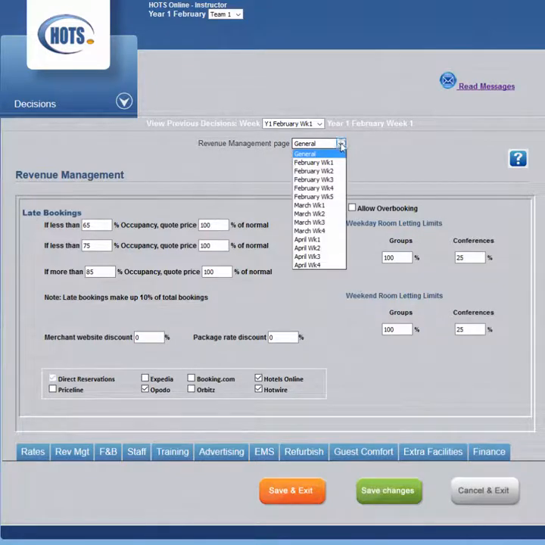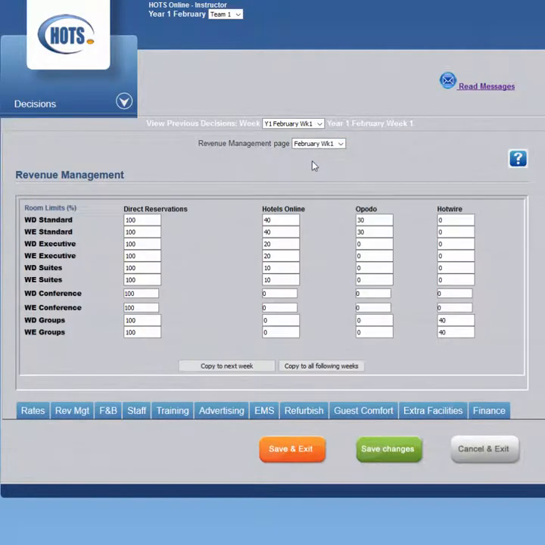And if I go to the next page, February week 1, this is the current week, the week just coming up, I can see the distribution of inventory that I'm allowing all of these channels to handle for me. Direct reservations, of course, is 100% of my inventory all the time for all products, but I can restrict the inventory. Hotels Online and Opodo are selling my standard rooms, and in Hotels Online's case I'm allowing them inventory for executive rooms and suites. Hotwire is offering an opaque rate, so it's offering travel within the package, therefore I'm just allowing them to sell group rates there.